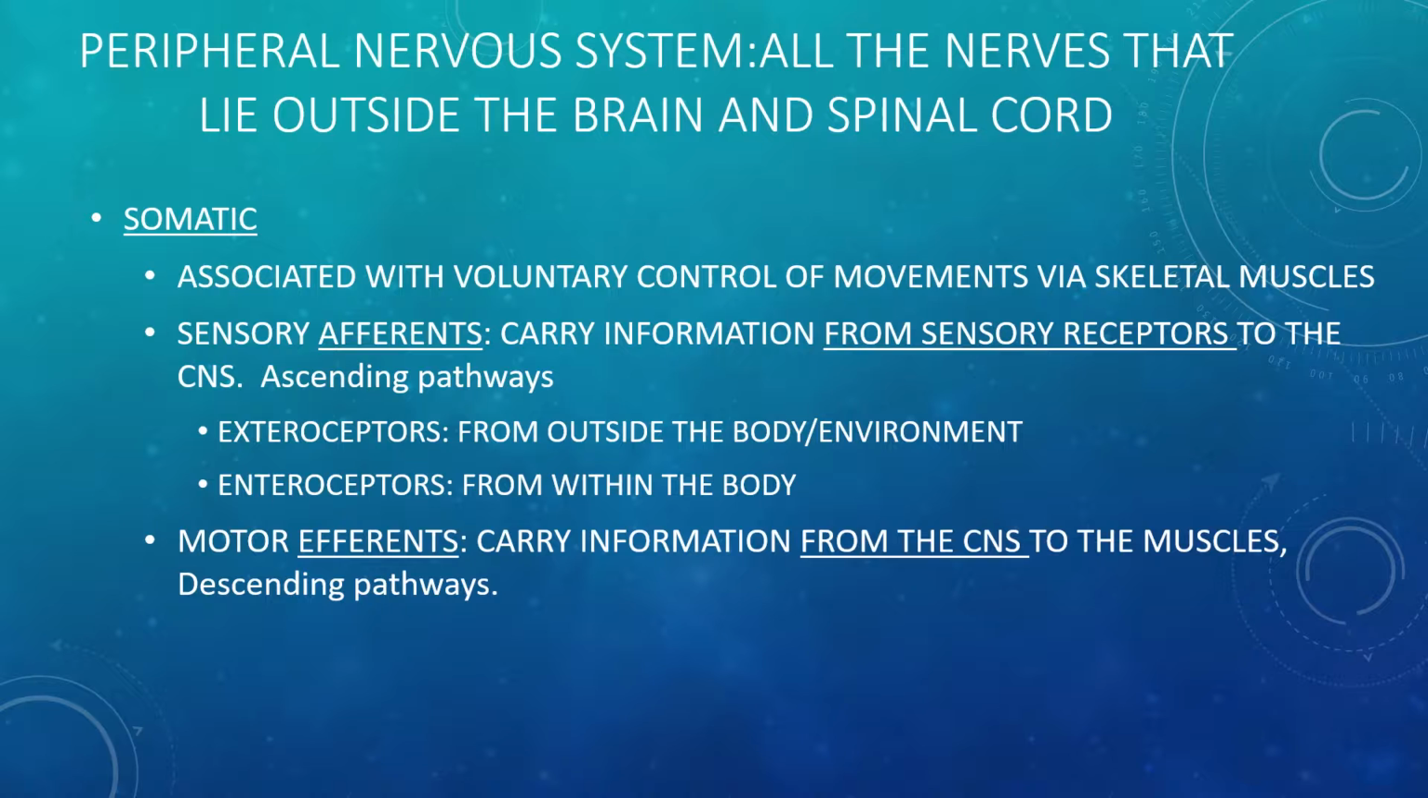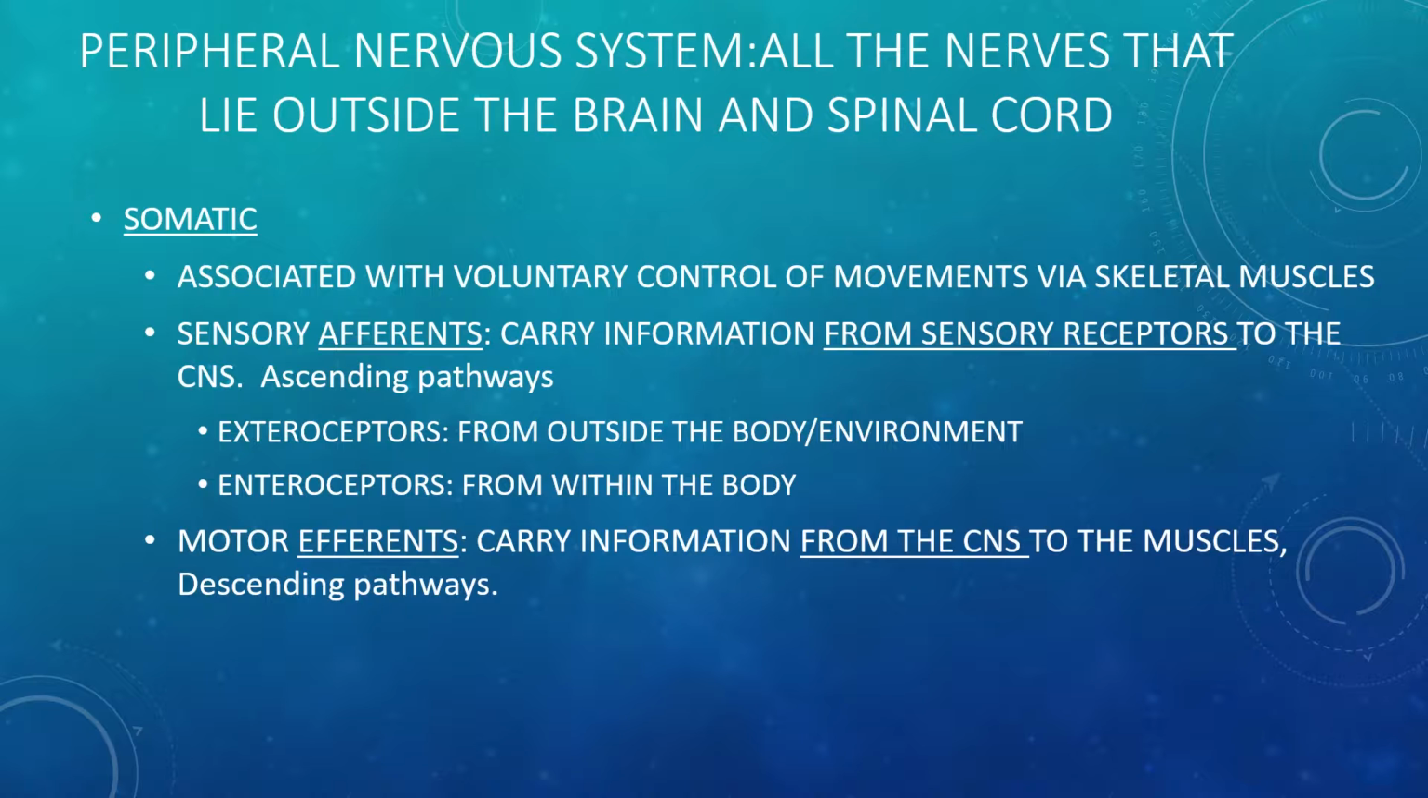So the peripheral nervous system, or PNS, includes all the nerves that lie outside the brain and spinal cord. And there is a somatic part of the peripheral nervous system, and it is associated with movements, so volitional movement with skeletal muscles. And there are sensory afferents, and they carry information from sensory receptors, the skin, could be taste, could be sound, could be movement, and send it up the ascending pathway to the central nervous system.